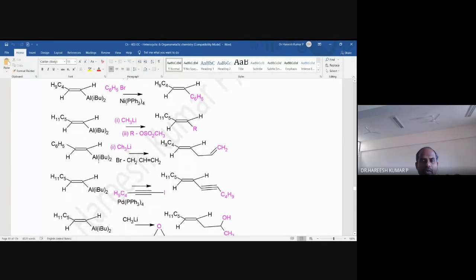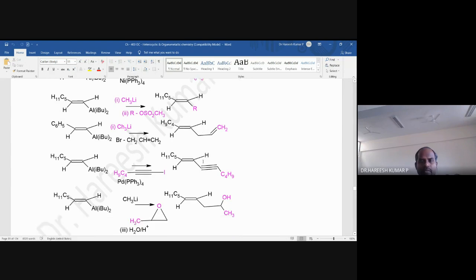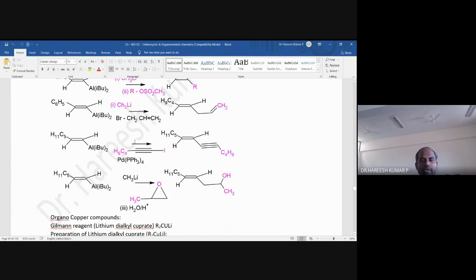Similarly, this alane, when it is treated with methyl lithium, alanate is obtained, and the obtained alanate will have a nucleophilic nature, and there will be a new bond formation between this carbon and this bromine. So that is how the product is obtained. Similarly, what you can observe here also is the same reagent. What is that? Methyl lithium reagent. That will convert alane to alanate, and then there will be a new bond formation between this carbon and this triple bond. So that is how the product is obtained.